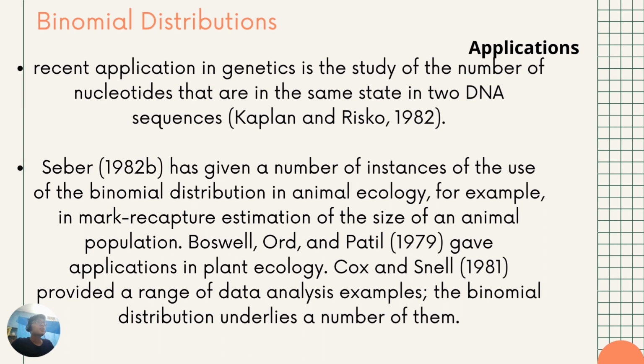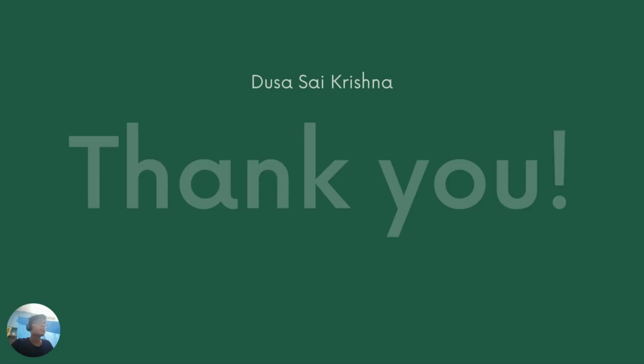A recent application in genetics is the study of the number of nucleotides that are in the same state on two DNA sequences by Kalfan and Risco in 1982. Seber in 1982 has given a number of instances of the use of binomial distributions in animal ecology, for example in capture-recapture estimation of the size of an animal population. So we are essentially using binomial distributions in genetics as well as in ecology research.